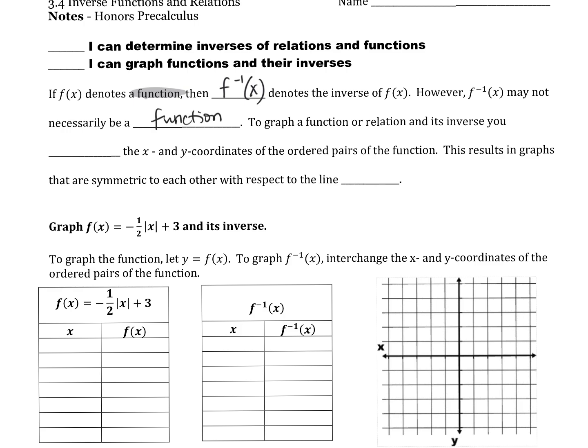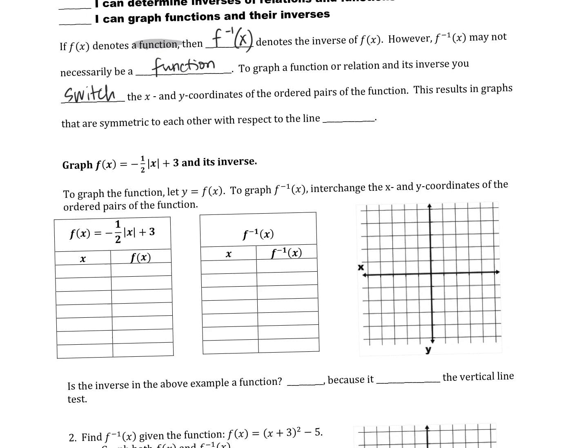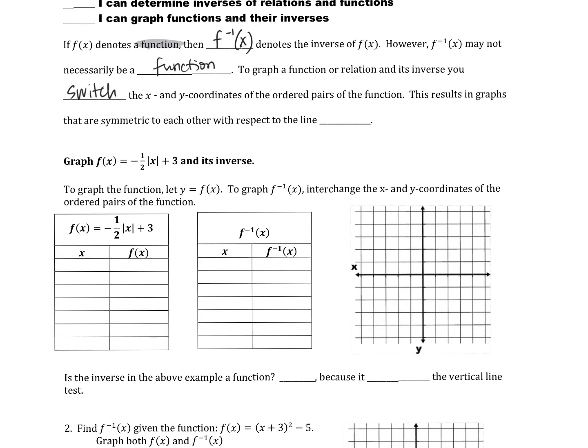To graph a function, and then to graph the inverse, you just switch the x and the y coordinates. Switch, I think switch is a good word. Flip them, whichever. And then inverses are always symmetric to what line? Does anyone remember? Inverses always reflect over y equals x. That's it. And y equals x, just as a reminder, is this line here. It starts at the origin, has a slope of 1. But we don't have to draw that in.